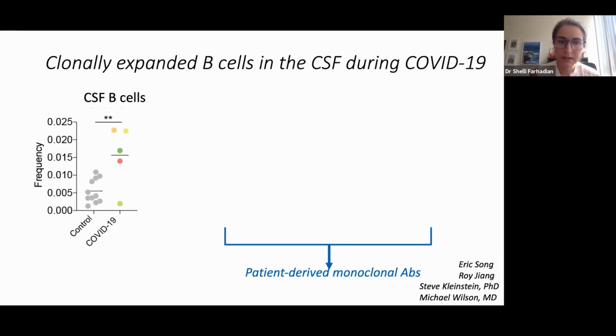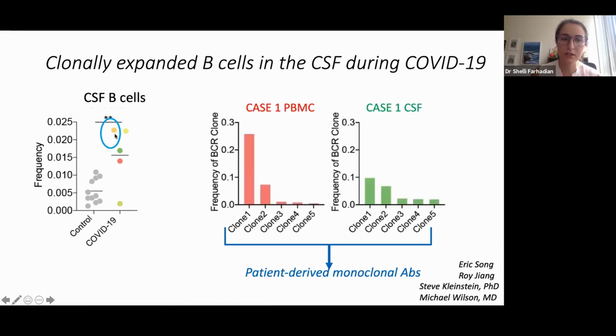So going back to the single cell data for a moment, one of our most striking findings was that B cells seem to be expanded in the CSF of our COVID-19 patients when compared to controls. You can see that control CSF typically contains little to no B cells, whereas our COVID-19 patients had increased frequency of B cells in their CSF. And again, this is the data from that first participant that I told you about earlier.